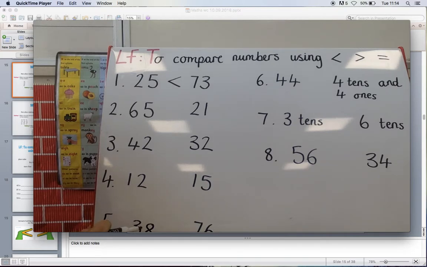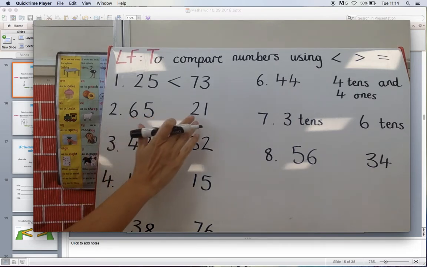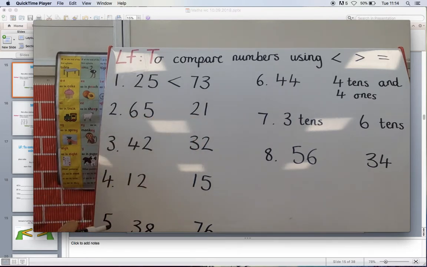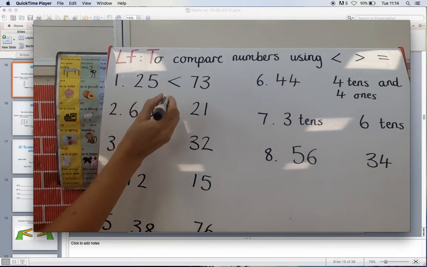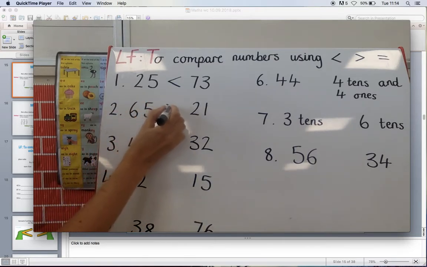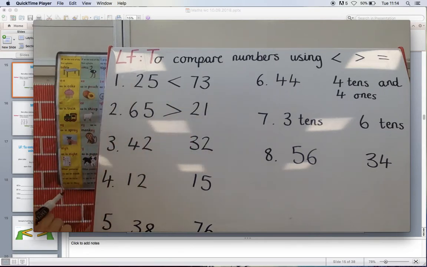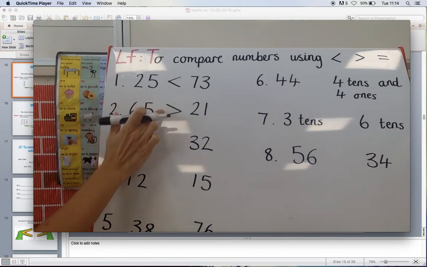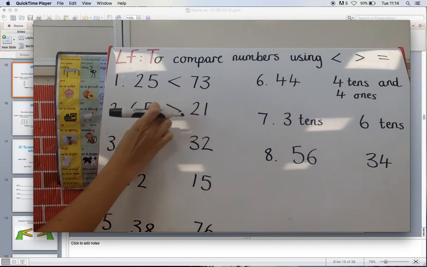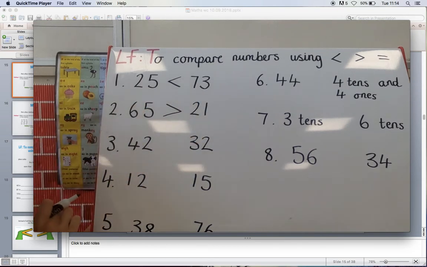Number 2, we've got 65 and 21. Which is our greater number, 65 or 21? Which way is our symbol or operation going to be facing? So if you said that 65 was the greater number, you were correct. So the crocodile that you can see, as if it was a mouth, is going to be gobbling up the greater number, the bigger number.